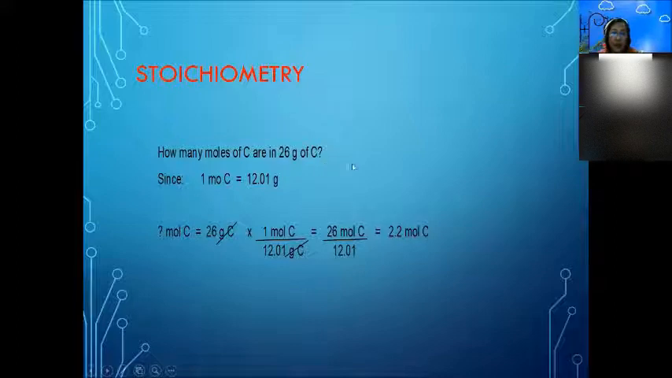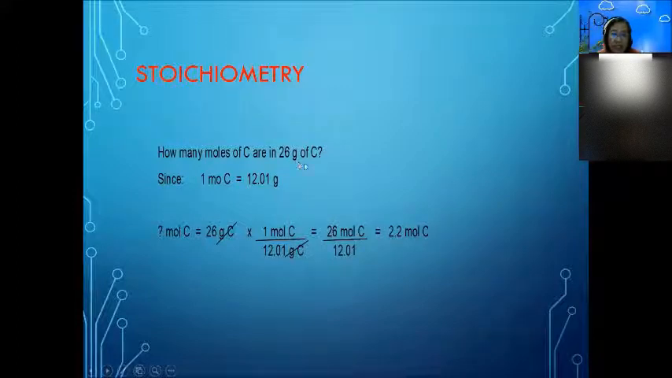O, di ba? We know that the molar mass of carbon is 12.01 gram. Okay? So, that is for 1 mole. But you have 26 grams here. So, performing the operations like this, okay, 26 grams carbon multiplied by, so this is now our factor. Saan galing yan? From this relationship. Okay? Yan, from this relationship. And carrying out the operations, we have 2.2 mole carbon.